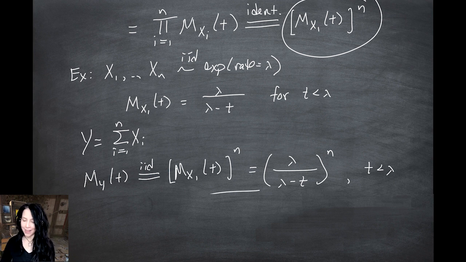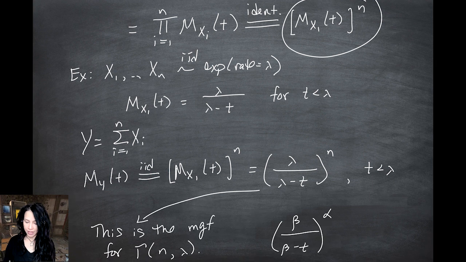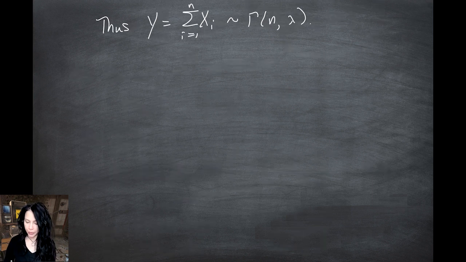And this looks a lot like beta over beta minus t to the alpha, which was the moment generating function for the gamma distribution. In fact, we can say this is the moment generating function for the gamma distribution. Instead of alpha, I have an n, and instead of beta, I have a lambda. And because moment generating functions uniquely determine the distribution, and y has this moment generating function, we can say that y, which is the sum of the x's, has this gamma distribution with parameters n and lambda.